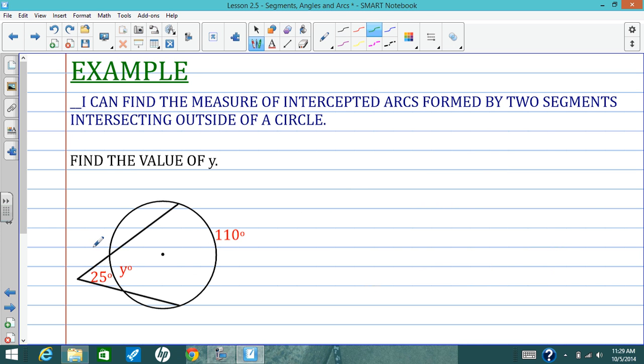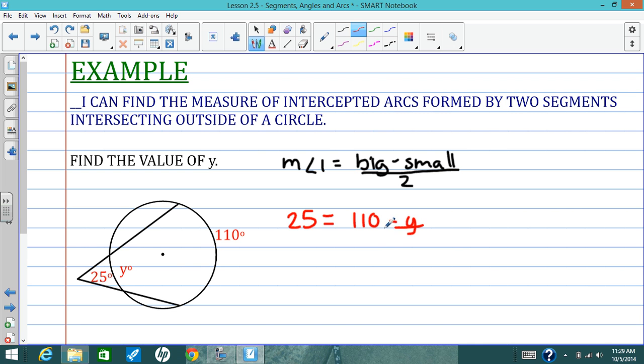Pause the video again and try this example. This time we're looking for the measure of the small arc. So I am, as always, going to start with my formula, and I like this version of the formula. It eliminates the parentheses. This time I know the measure of the angle, it's 25 degrees. I know the measure of the big arc, again, is 110. I'm looking for the small arc, which is y.